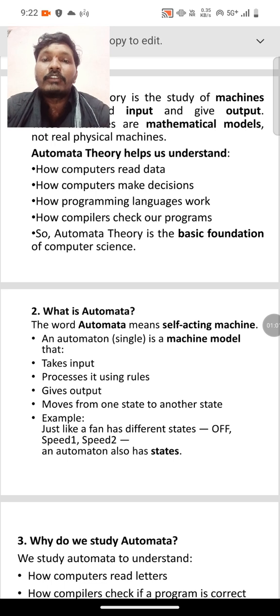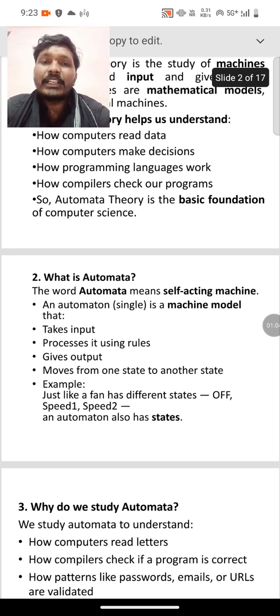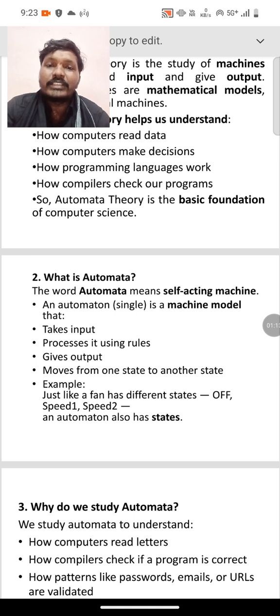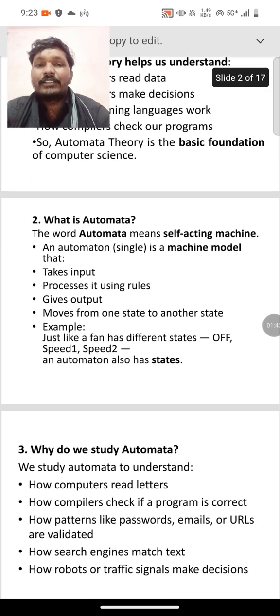Here we can discuss what automata is. The word automata means a self-acting machine, or a mathematical model. It takes the input, processes it according to the rules, and gives the output. It moves from one state to another state. For example, just like a fan having a regulator. The regulator contains different states of speed: speed 1, speed 2, and so on. The automaton also has states.